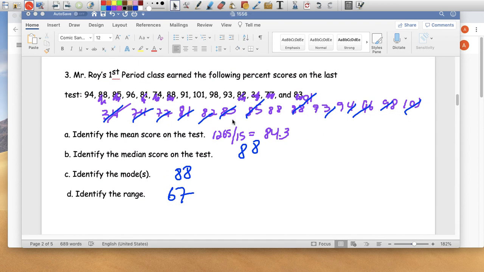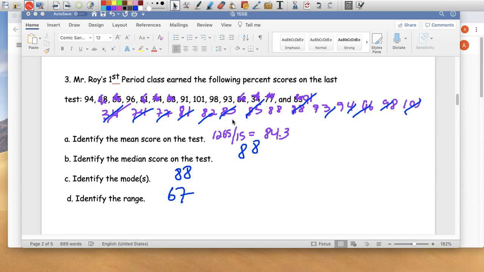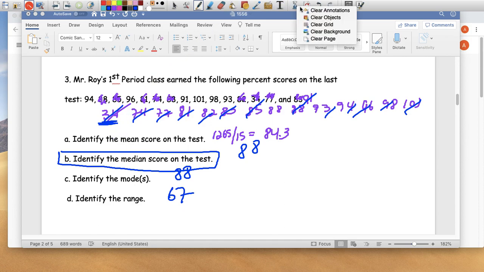If I were to ask which one best describes the center here, I would probably select the median, not the mean. Why? Because this 34 definitely made everything go down a little bit more, right? So imagine all your test grades and you get the 34. The 34 definitely brings things down for you.